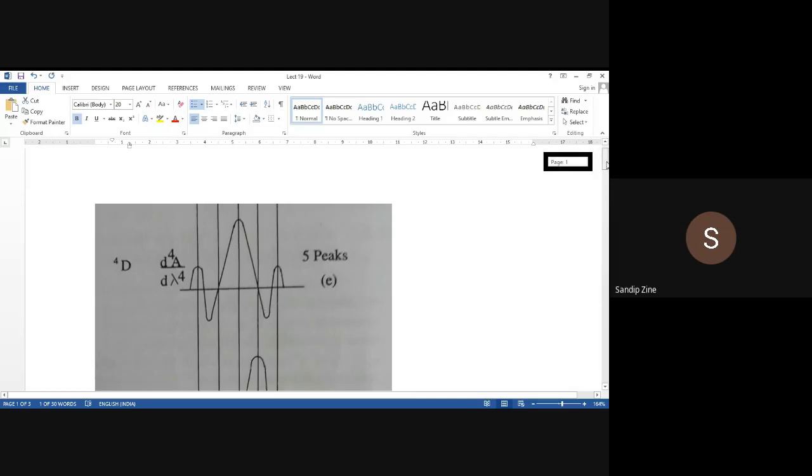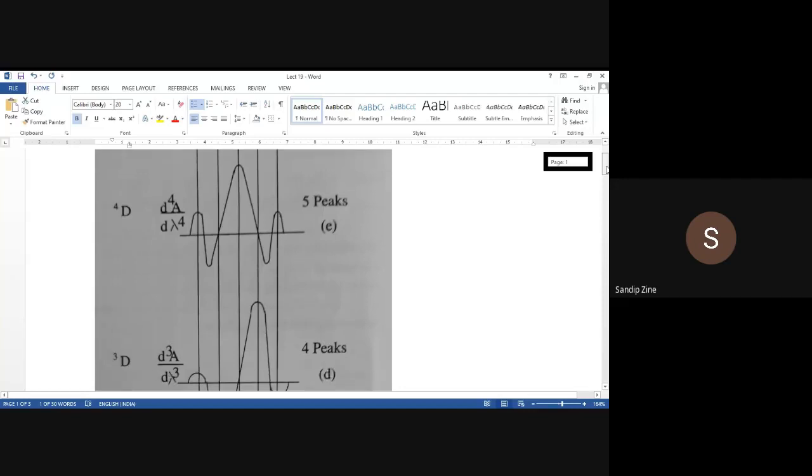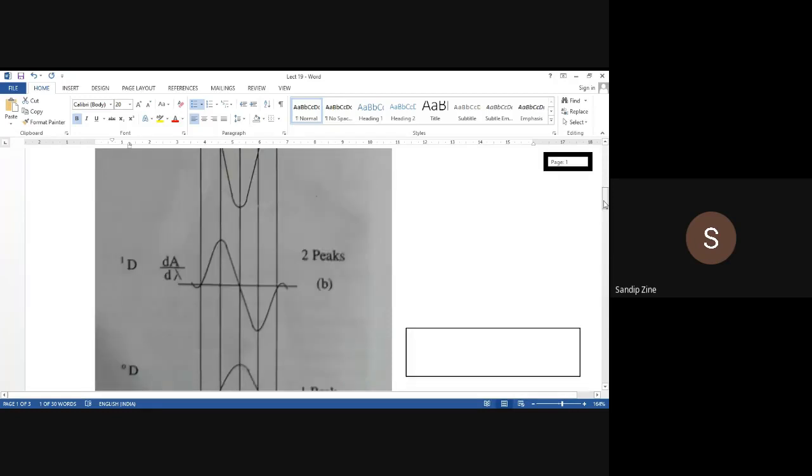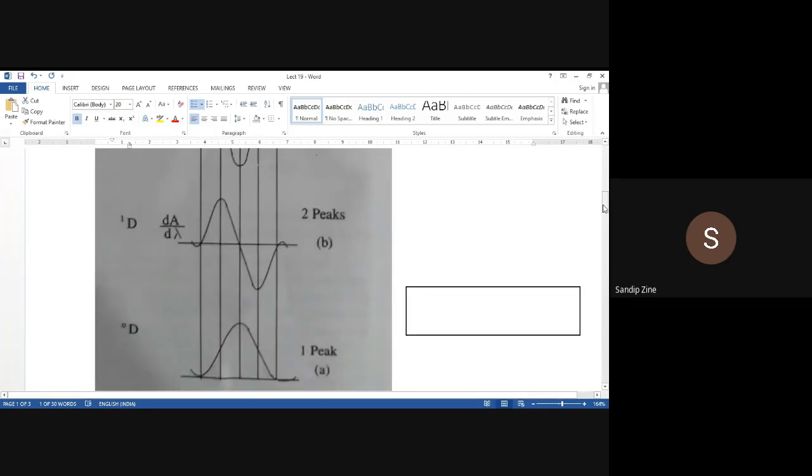So what is the trend, or whatever you are observing in this graph? What is the takeaway from this? Based on derivatization, this peak is getting split, isn't it? In what fashion? That is n plus 1. For example, zero order, so one peak we are getting. First order, for example, small n plus 1.